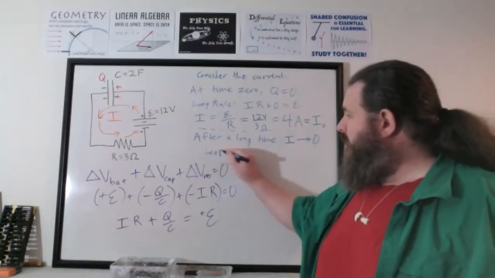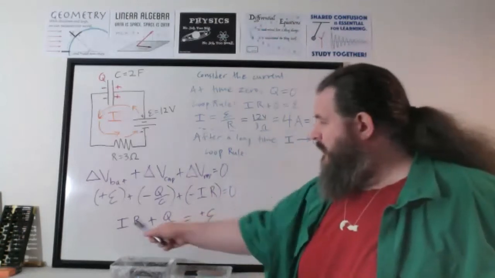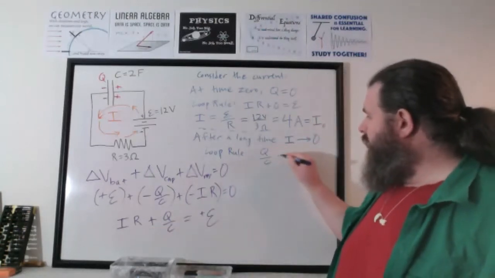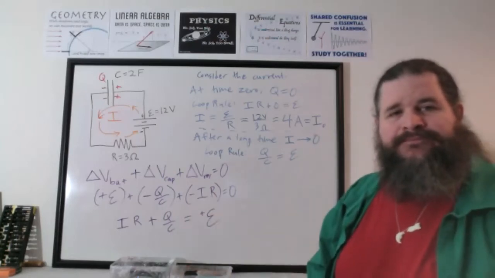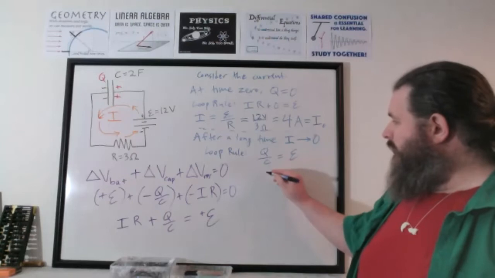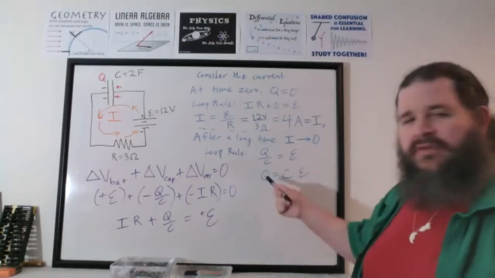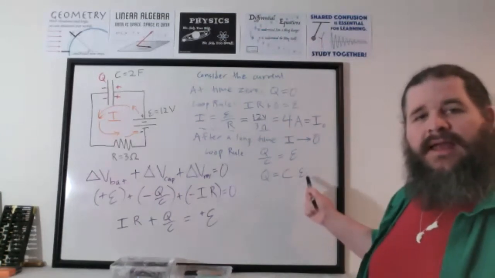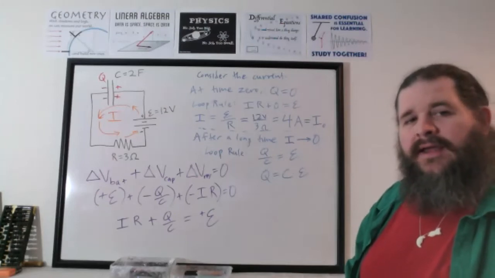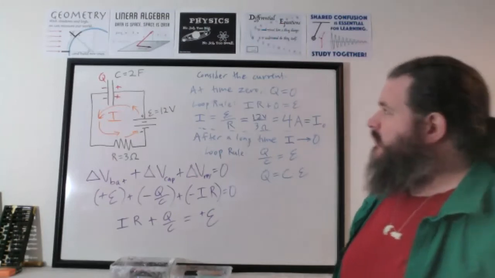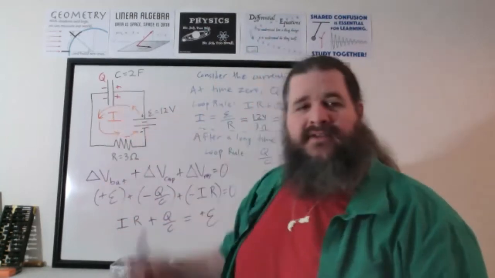So after a long time, we've got no current, and we can actually rewrite the loop rule in those circumstances also. If we fill in 0 for current, we get Q over C equals epsilon. In other words, the capacitor is getting all the push from the battery. And that means we can now solve for Q. Multiply both sides by capacitance. So the amount of charge stored is going to be the epsilon of the battery times the capacitance of the capacitor. That also means that full doesn't just depend on the capacitor. Full means a property of both the capacitor and the battery it's attached to.